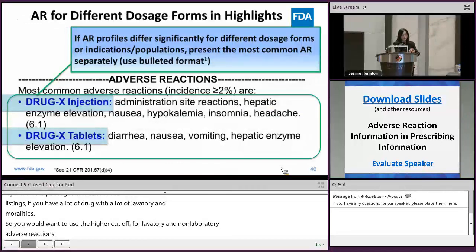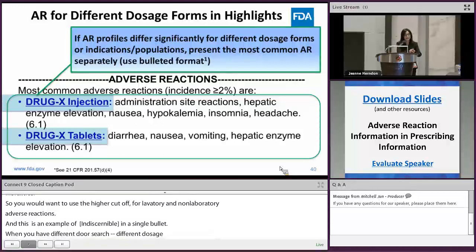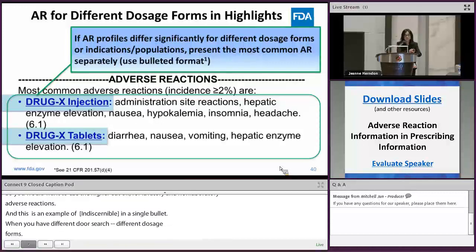When you have different dosage forms, consider whether the adverse reaction profile is adequately represented using just one form, or whether you want to present them separately. Here, drug X had an injection form as well as a tablet form, and they have slightly different adverse reaction profiles, so you can have two different bullets to present this information. And again, use bulleted format when you have two different subheadings in highlights.